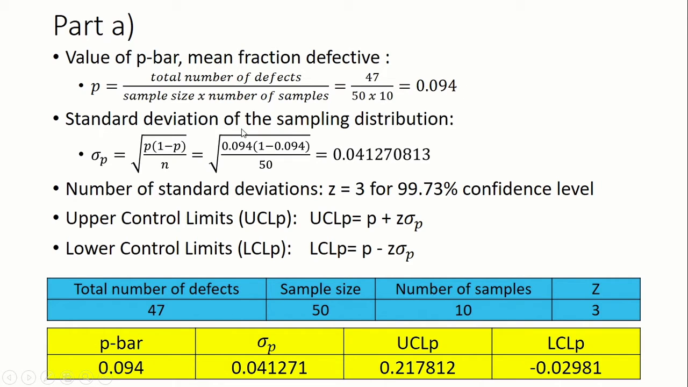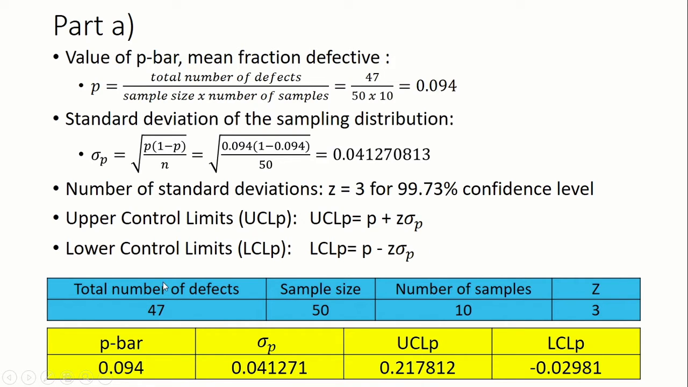Then we can calculate the standard deviation of the sampling distribution. Sigma p equals the square root of p times 1 minus p over n. N is the sample size. So P bar is 0.094, times 1 minus 0.094, divided by 50, equals 0.041271. The number of standard deviations Z equals 3 for the 99.73% confidence level. Then we can calculate the upper control limit, UCL, equals P bar plus Z times sigma P, and the lower control limit, LCL, equals P bar minus Z times sigma P.